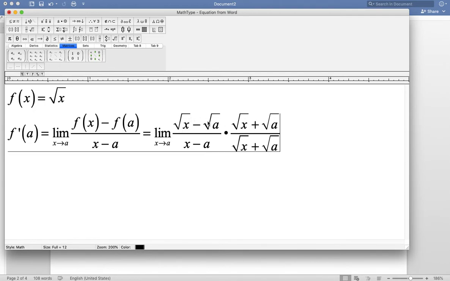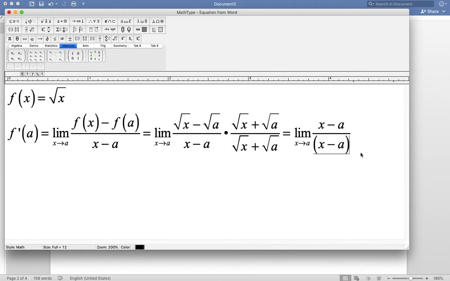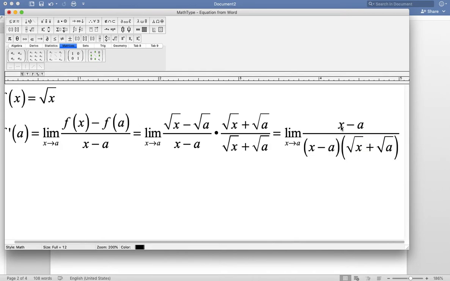In the numerator, it is the difference of two squares. So this yields, square root of x minus square root of a multiplied by the square root of x plus the square root of a is going to yield x minus a. In the denominator, I'm not going to multiply that out. We still have x minus a. Oh, look at that. That's a common factor multiplied by root x plus root a. We've got that common factor there.